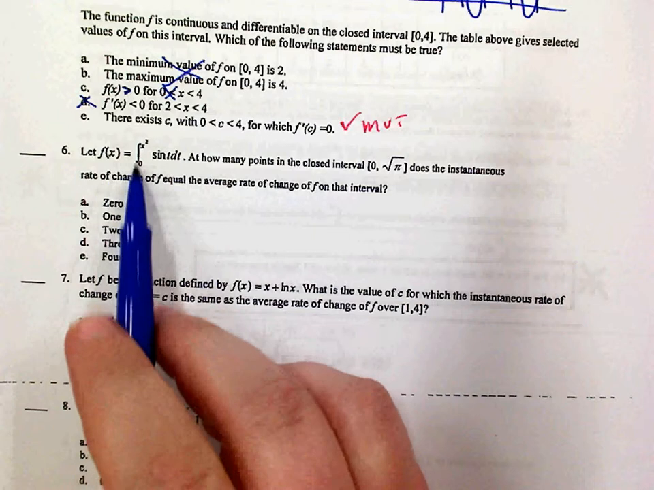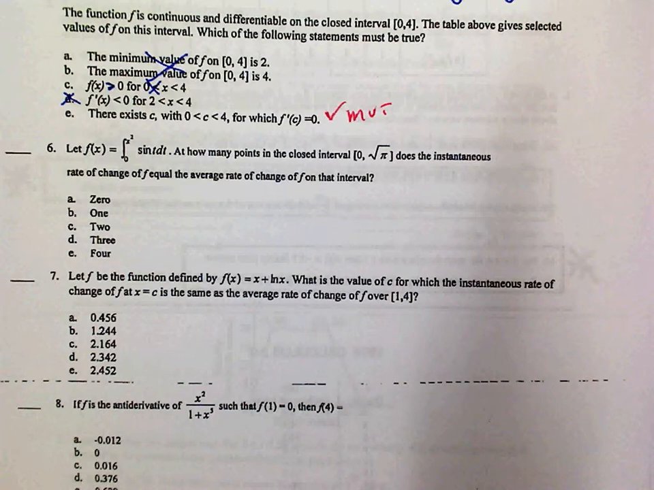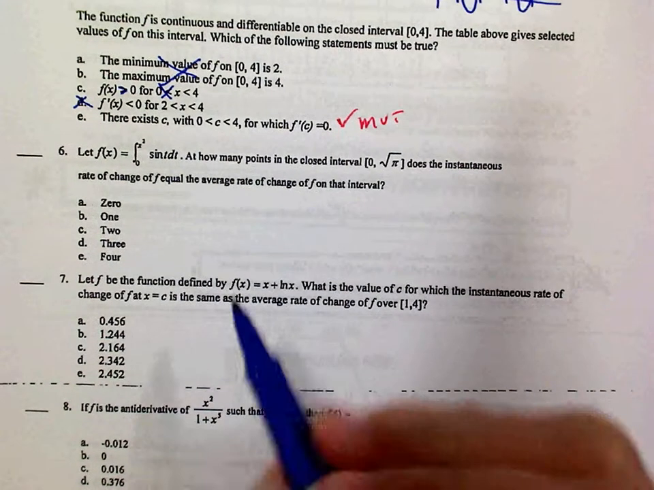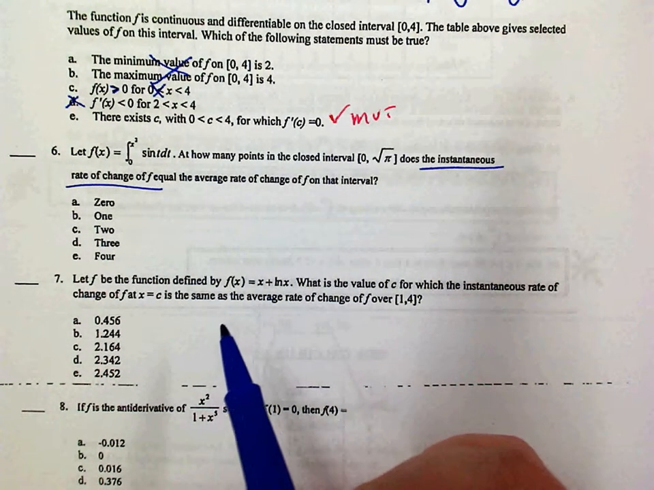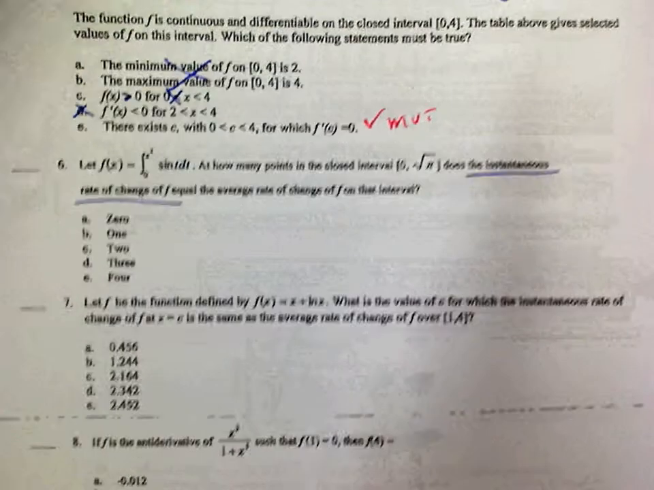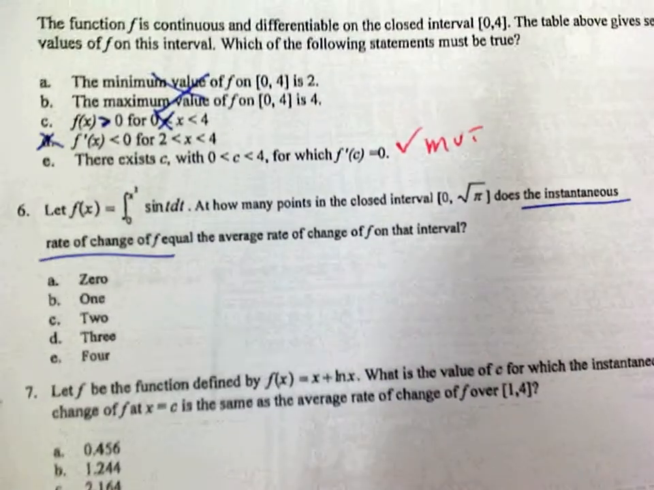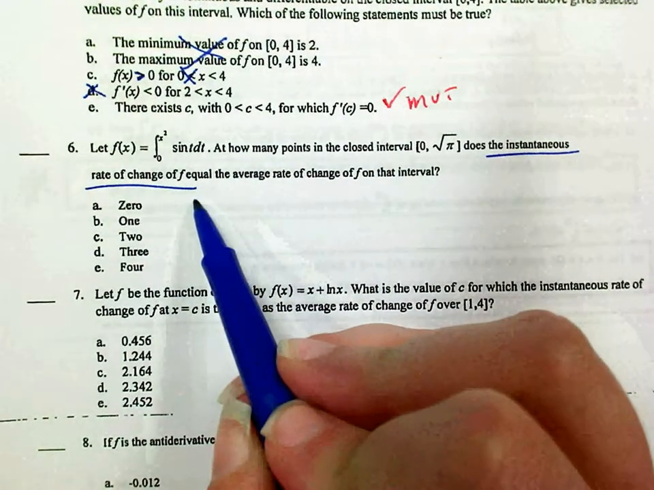Let f of x equal the integral from 0 to x squared of sine of t. At how many points on the closed interval from 0 to square root of pi does the instantaneous rate of change of f equal the average rate of change of f on the interval? Okay, so what is the instantaneous rate of change of f? What does that mean? It means I'm going to take the derivative, right? Okay, so I'm going to take the derivative of this function. So I'm going to find f prime.